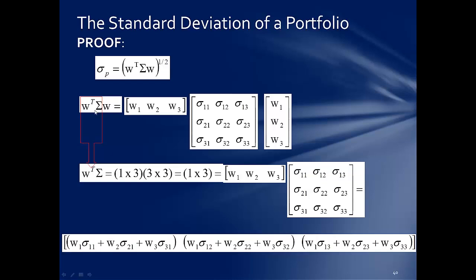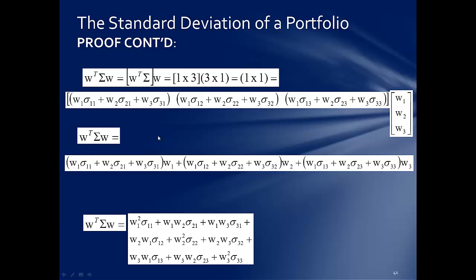So W transpose sigma results in this 1 by 3 matrix. We now need to take this 1 by 3 matrix and multiply it against the W vector. So we take W transpose sigma, which we arrived at earlier, and we now multiply it against this W vector. This is a 1 by 3 vector against a 3 by 1 vector. That's going to result in a scalar.